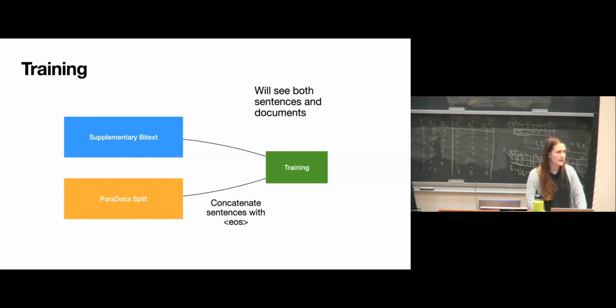We also supplement this with regular bitext, again because our data quantity is a little bit limited in the strictest filtering setting. We still want the model to be able to learn general machine translation, the sentence-level tasks. So we give it a supplementary sentence-level bitext data set, and we just mix these streams together during training. The machine translation model will see both sentences and documents during training.